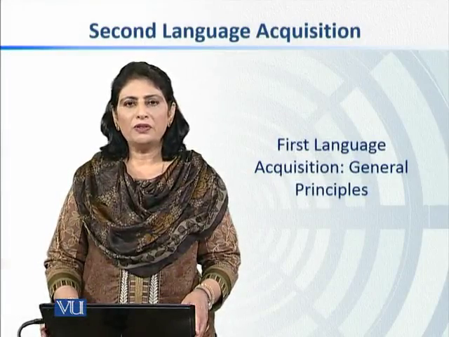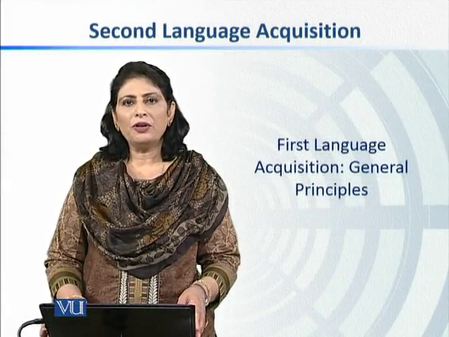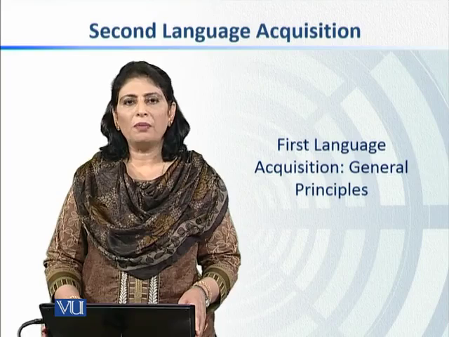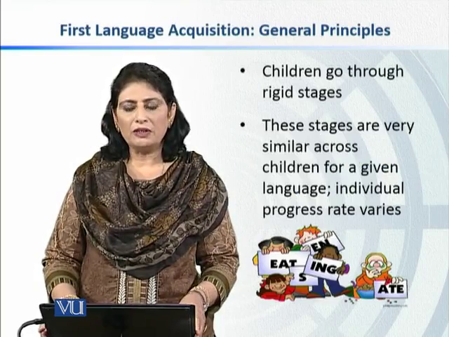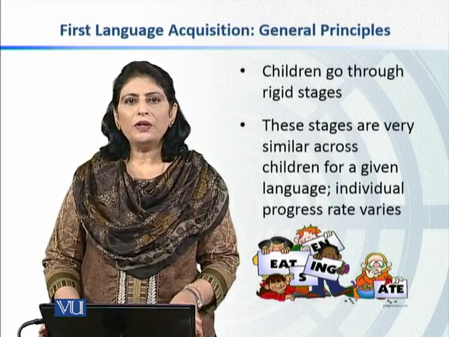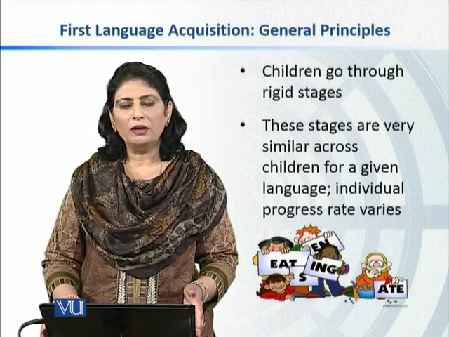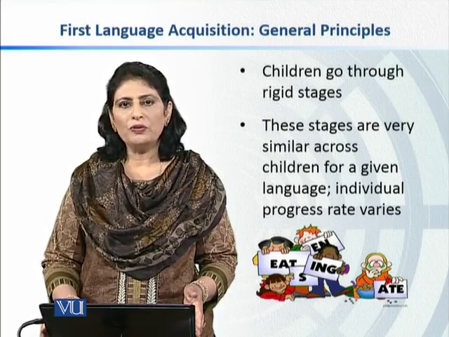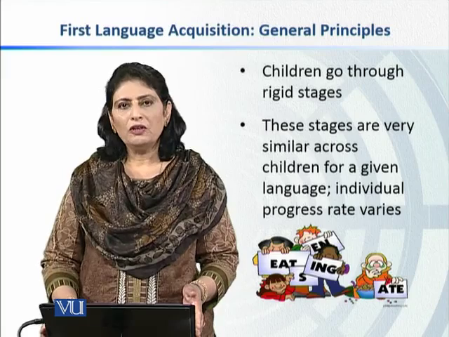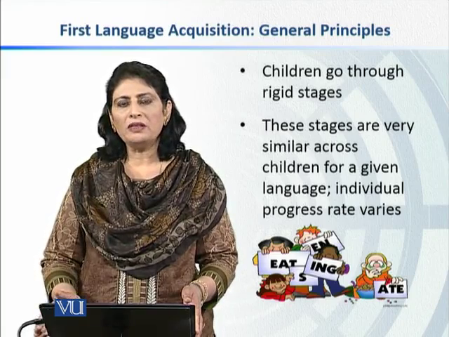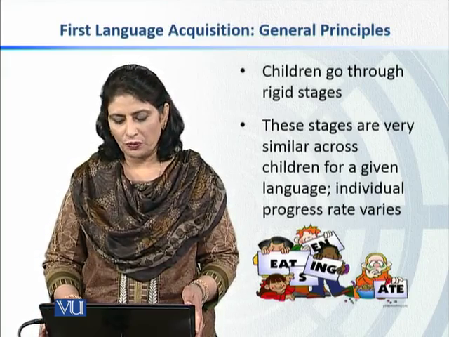First language acquisition general principles. Now let us see what are the general principles that we can derive about the first language acquisition that research in 1970s revealed. The first thing to remember is that the research said that all children learning their first language go through similar stages, and these stages are more or less rigid. So no child can escape one stage and move to the third stage without actually going through the second stage.